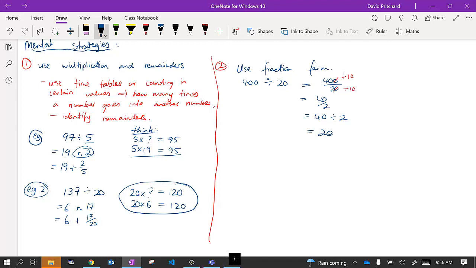Right, so fraction form is a really good strategy. It's actually the strategy that I use a lot of the time. I kind of use a mix of these two strategies depending on the scenario. So let's look at another example.